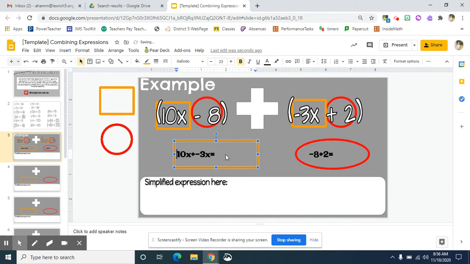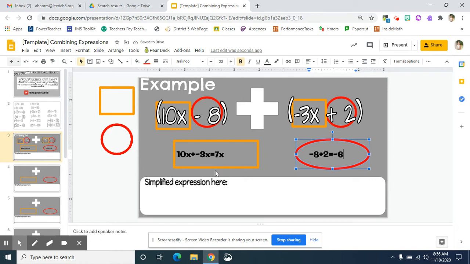Now we solve. Now this is when you've got to remember your integer rules. So if the signs are different, what do you do? You subtract. That's going to be 7x because the 10 is larger. And then again, if the signs are different, we're going to subtract. This is going to be a negative 6 because the 8 is larger.